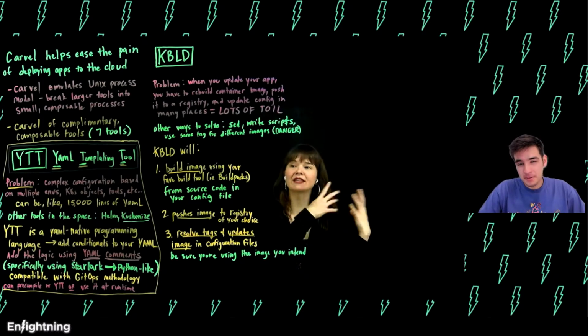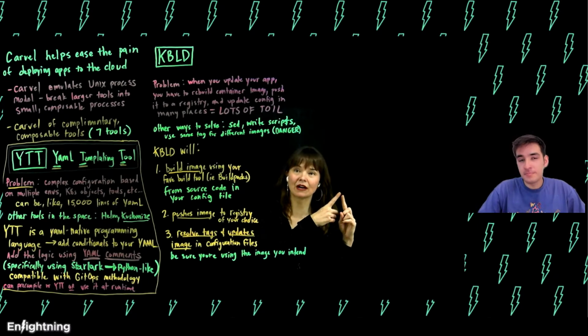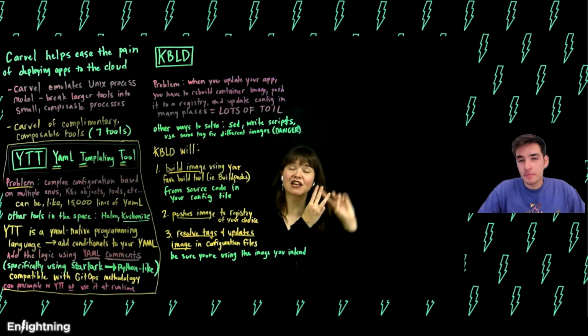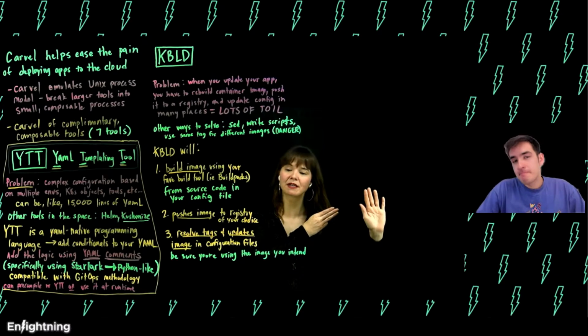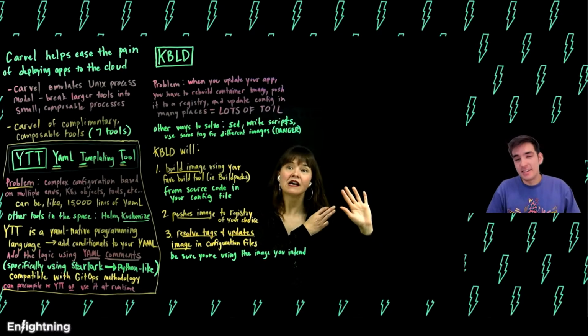So it'll build the image using your favorite build tool, and it'll build the image from the source code that you reference. And then it pushes the image to a registry, which seems optional. And then once that's in your configuration files, it will resolve the tags and update to the latest image that it just built in the configuration.